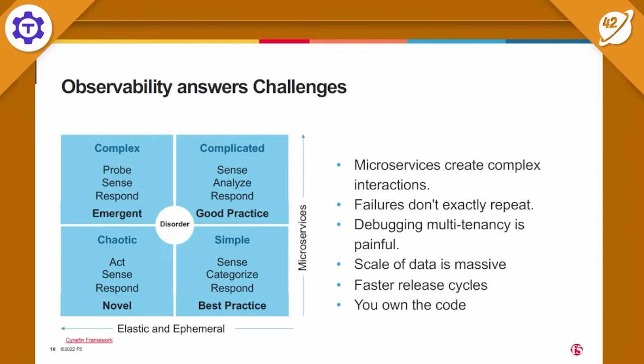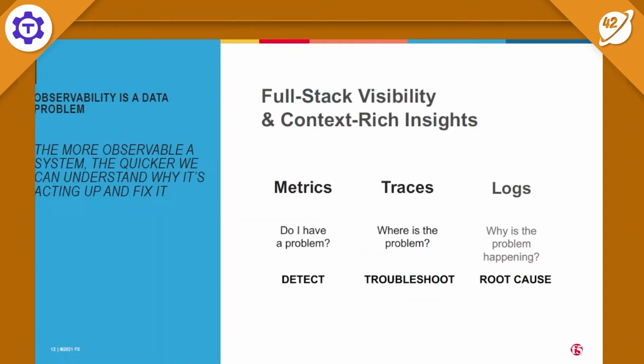So when we started looking at this, we used the Cynefin framework to ask what we need to do to be able to probe, sense, and respond, given the emergent technologies being driven by cloud native or modern application spaces. Observability is a data problem. The more observable the data in this system is, the faster we can understand why it's acting up and fix it.